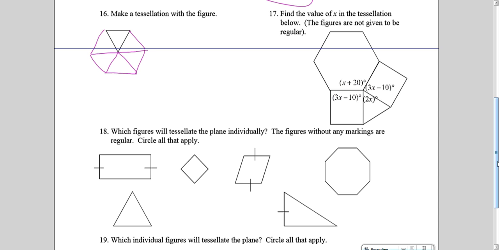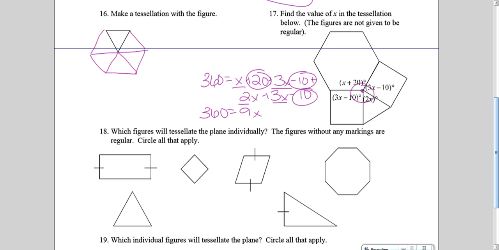All right, to find the value of x, I know that at a single vertex, all these have to add up to 360. So 360 equals x plus 20 plus 3x minus 10 plus 2x plus 3x minus 10. If I combine all my like terms, I get 9x. Get 9x, divide by 9. I get that x is 40. Perfect.